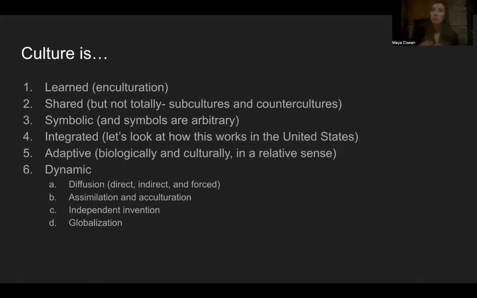And then we also have forced diffusion, which really means when a dominant group tells another group, you are going to be more like us now. That's really related to the idea of assimilation, not necessarily to acculturation, but you may have heard the term forced assimilation. So forced diffusion basically means forced assimilation, but assimilation doesn't necessarily have to be forced, although that's often the situation we're talking about when we talk about assimilation.